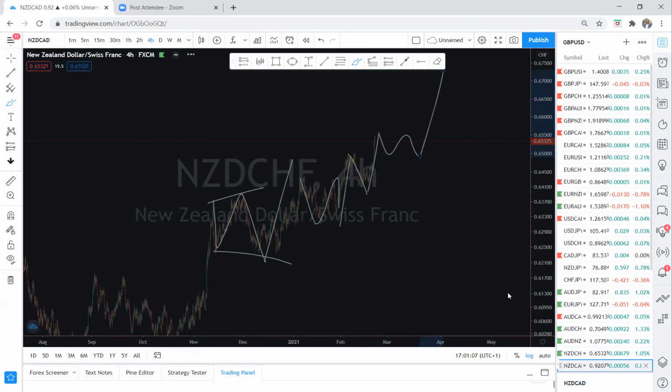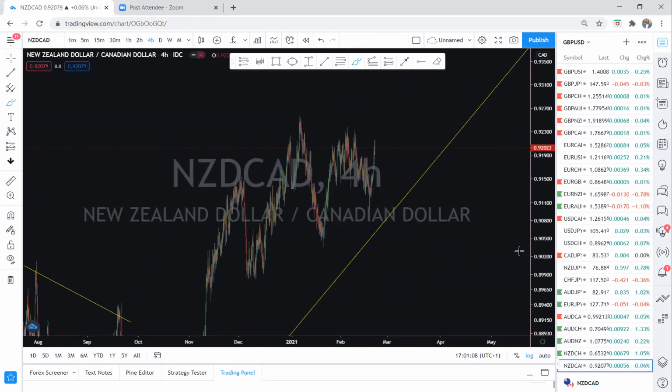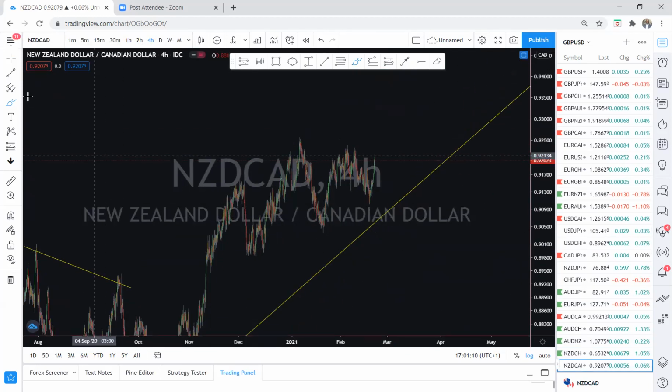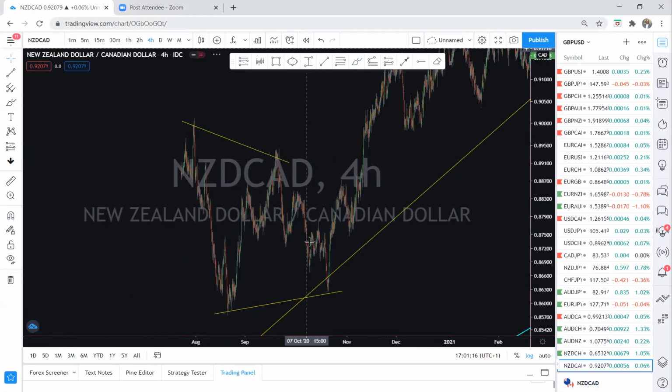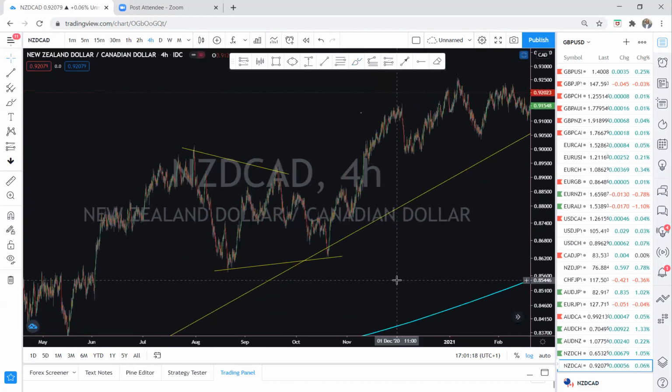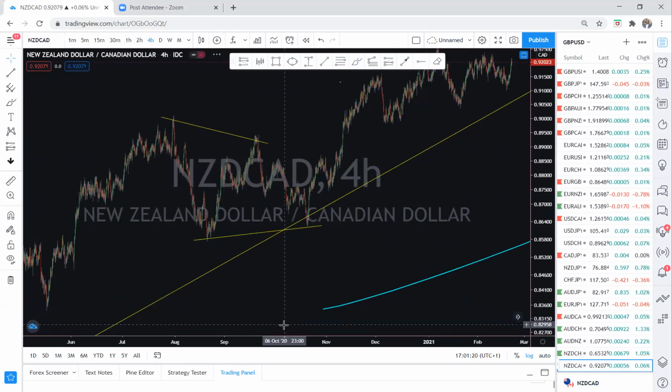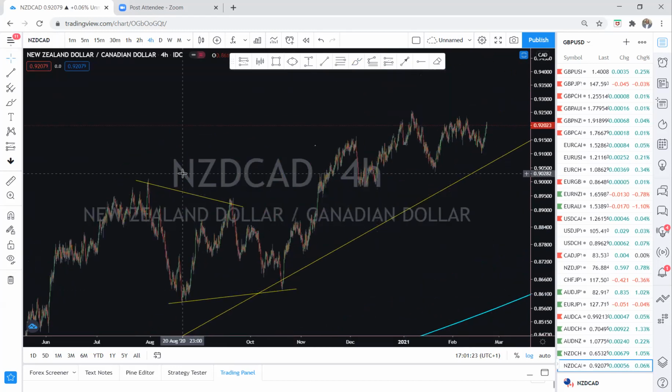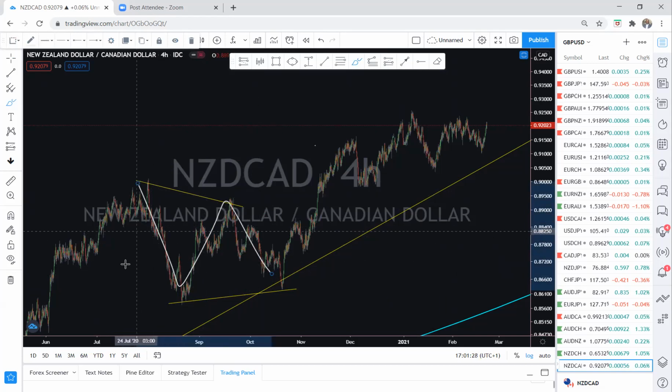Last but not the least, let's look at NZD CAD. All right, NZD CAD has been good to us over time. We have made decent money from NZD CAD. This is just 4 hours. We have the analysis from weekly to daily. Look at a beautiful ABC structure, 5-3-3 structure, ABC structure.